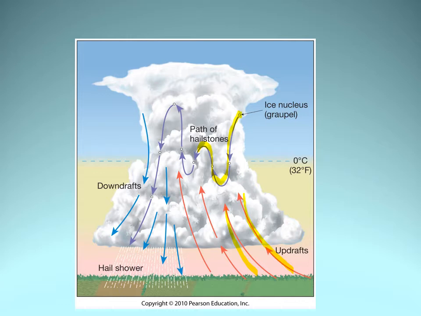Now, eventually, that ice particle will either get too large and will fall, or what makes hailstorms is it falls into the downdraft where you have other precipitation, and then you can get this hail shower where you just get a lot of hail. Hail shower, hailstorm, they're basically the same thing.